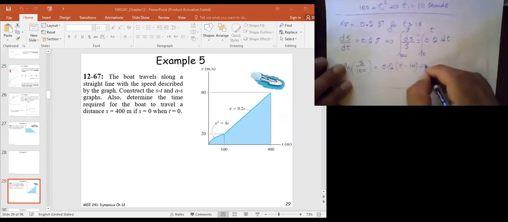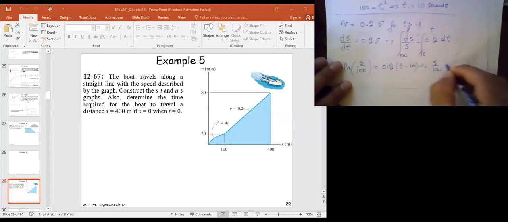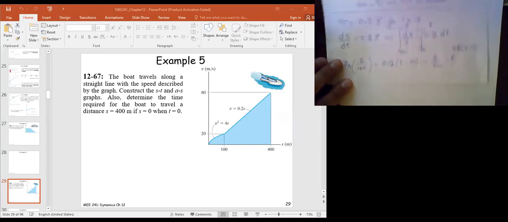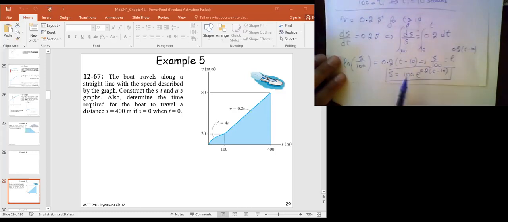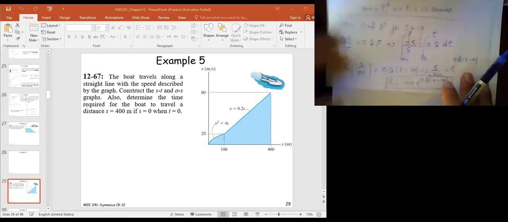So if I do the exponential here, then I'm going to get s over 100 is equal to e to the 0.2 (t minus 10). All right, so s is going to be equal to 100 e to the 0.2 (t minus 10). Does that make sense? So if t is equal to 10 seconds, what would be my position? e to the power 0 is equal to how much? 1. So s is equal to 100, which makes sense. How can I find the velocity now?